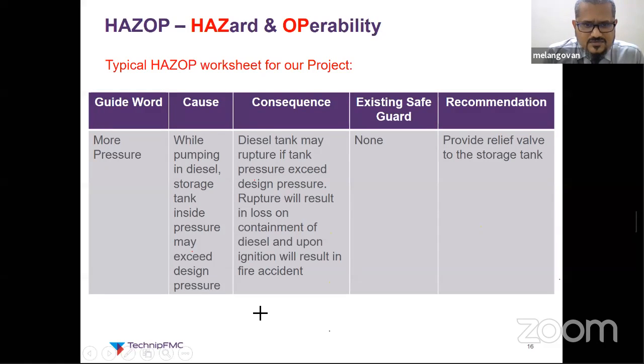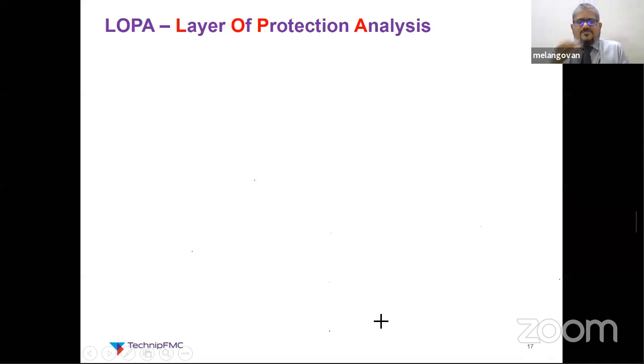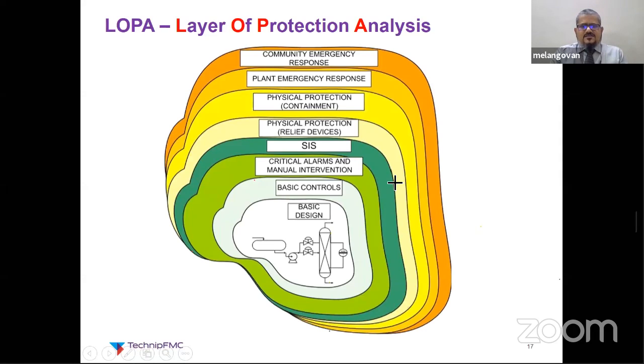So we have done the HAZOP, and we have improved the process safety of the plant design. And further, we have LOPA, which is called layer of protection analysis. Okay, what is it? This is the concept of protecting the plant by means of an onion model.